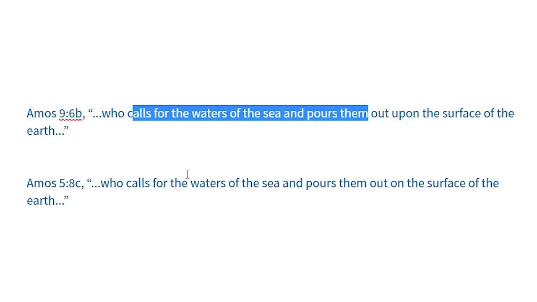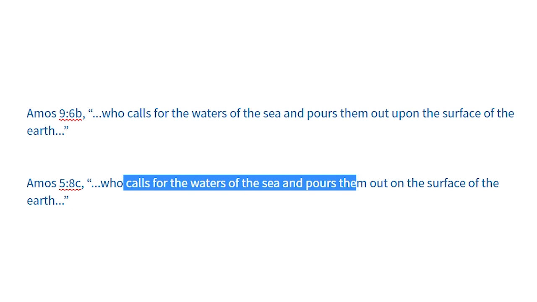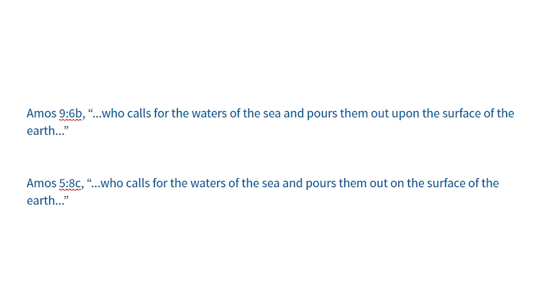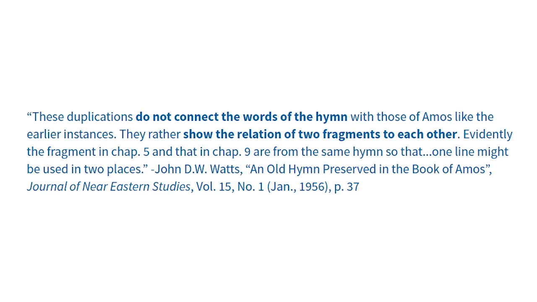This is really fascinating. Amos 9:6b, this is the duplication, 9:6b and 5:8c. Both of them: calls for the waters of the sea and pours them out on the surface of the earth. So the duplication ties back to one of the previous hymn fragments. Watts says, these duplications do not connect the words of the hymn with those of Amos like the earlier instances. They rather show the relation of the 2 fragments to each other. Evidently, the fragments in chapters 5 and 9 are from the same hymn, so that one line might be used in 2 places.